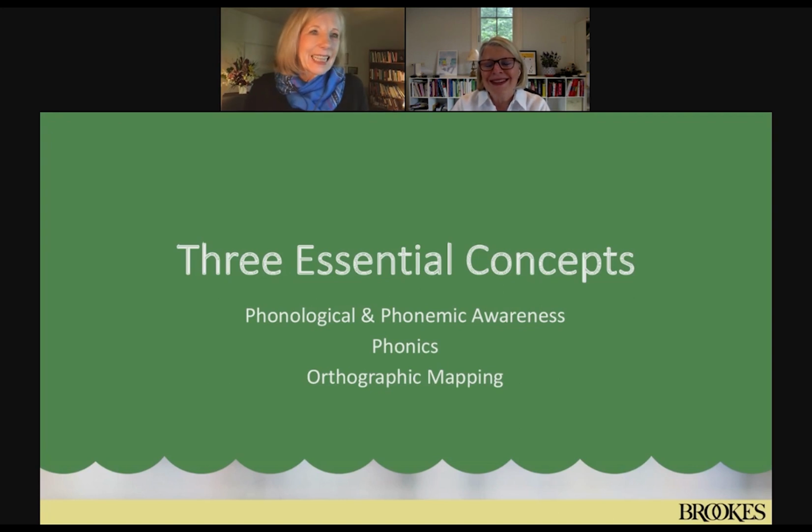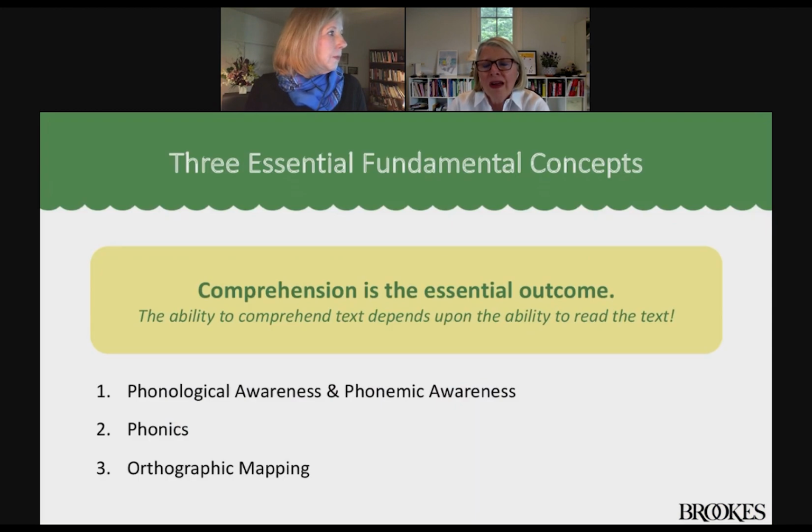Next slide. We're going to take a minute to talk about three essential concepts. We could talk about all the essential concepts of reading, but we'll talk about phonological and phonemic awareness, orthographic mapping, and phonics. As Marty said, comprehension is the goal. We're working toward comprehension, but there are stair steps, levels we need to go through in early reading instruction to get there. So let's briefly talk about each one of these.